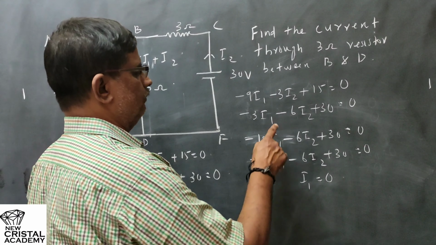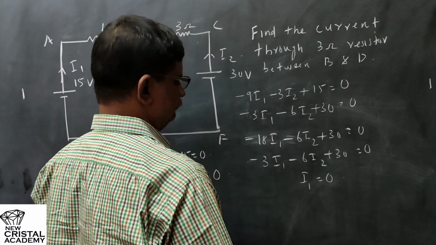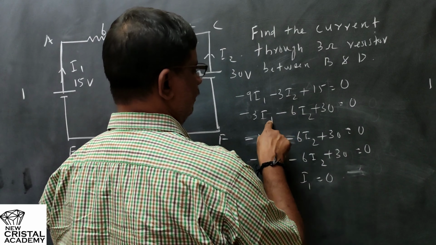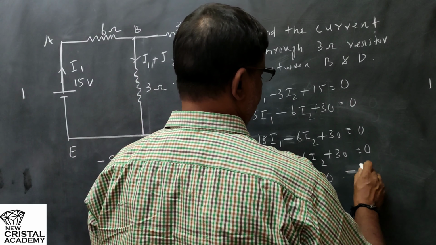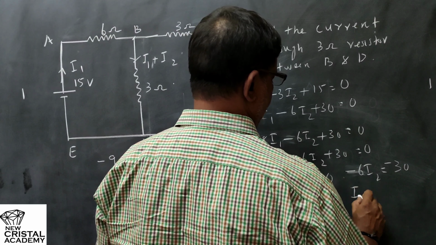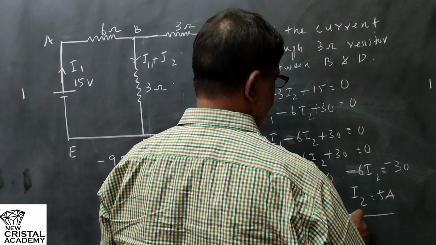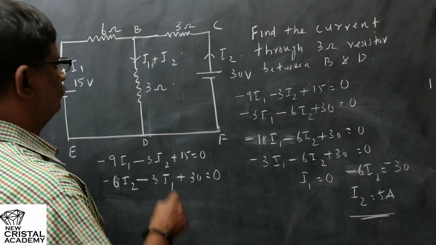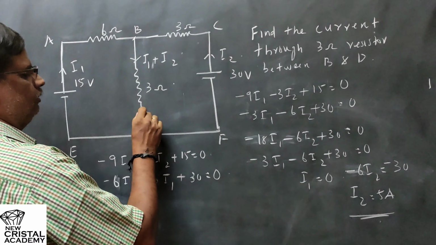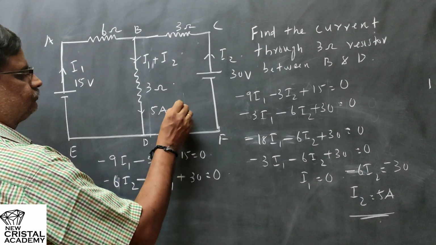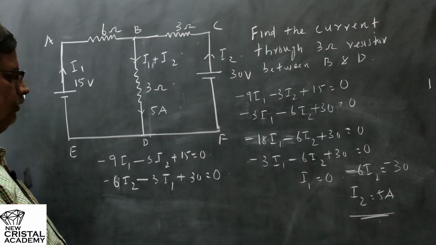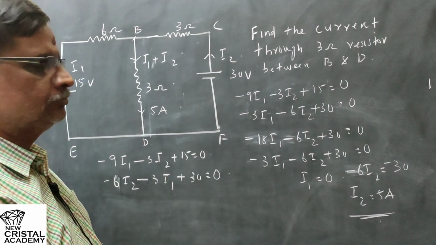Now put the value of I1 in the second equation and you will get I2. So minus 6I2 equal to minus 30, or I2 equal to 5 ampere. So the current flowing through this branch will be I1 plus I2, which is 0 plus 5, so this will be 5 ampere. The current flowing through the 3 ohm resistor connected between B and D will be 5 ampere.